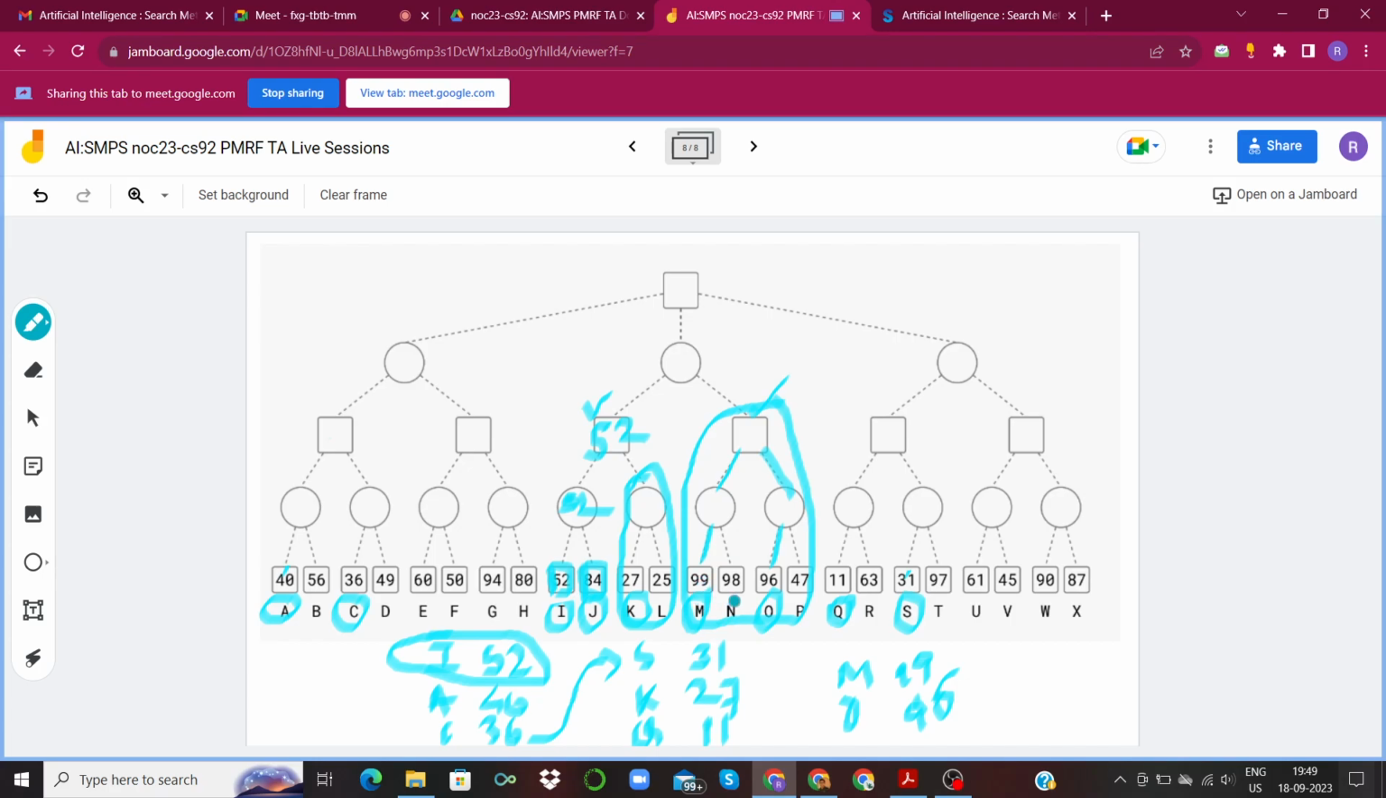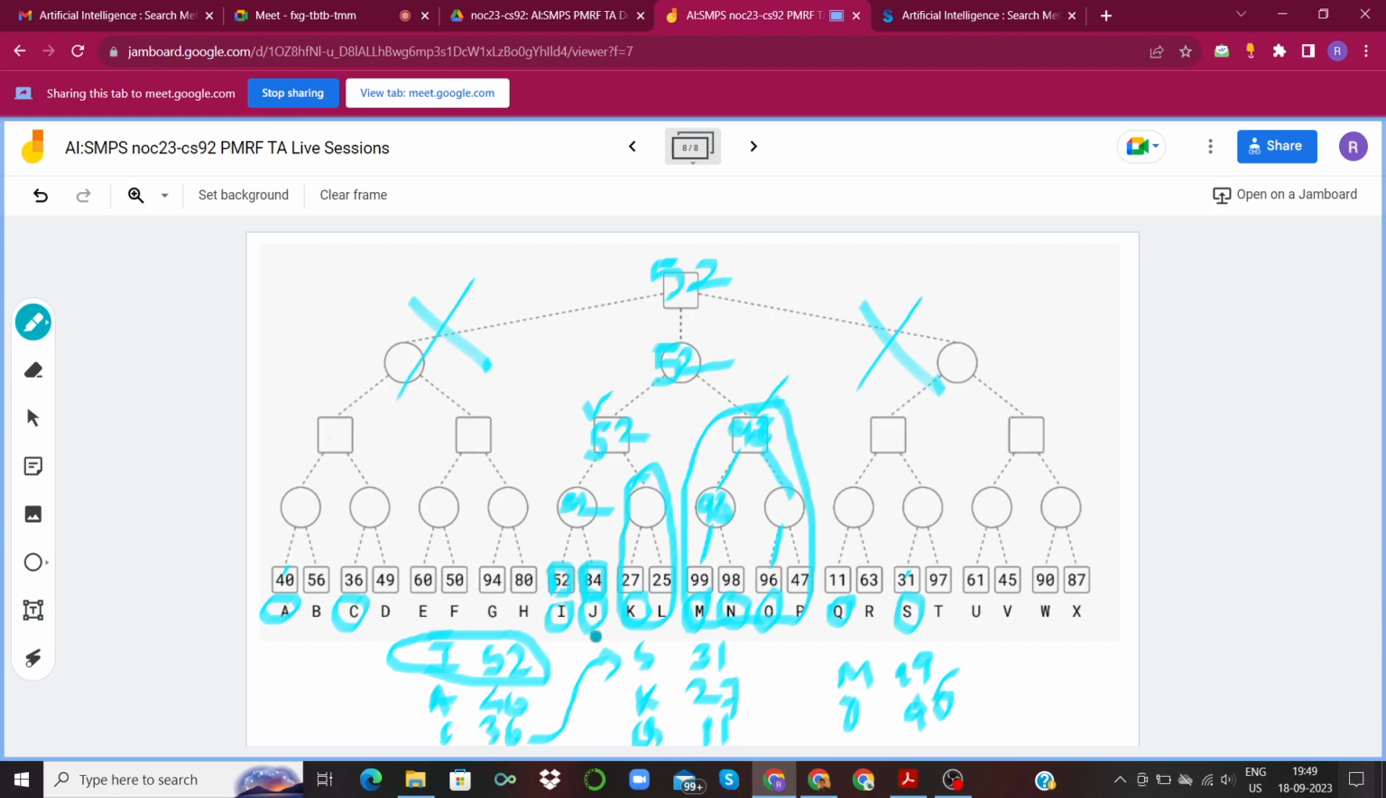Because M is getting solved, we'll also say that N is solved. Once N is solved, we will assign this 98. Once these two are solved, we can say that this is solved with value 52, and again, because this is a min node, this will be solved with value 52, and this subtree and this subtree will get pruned off.